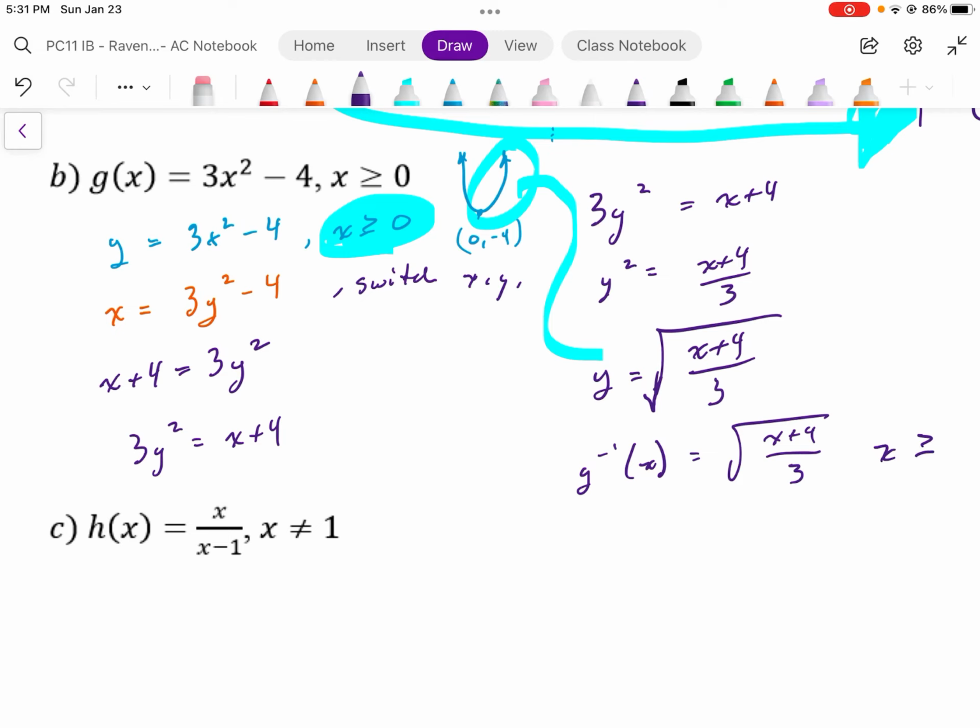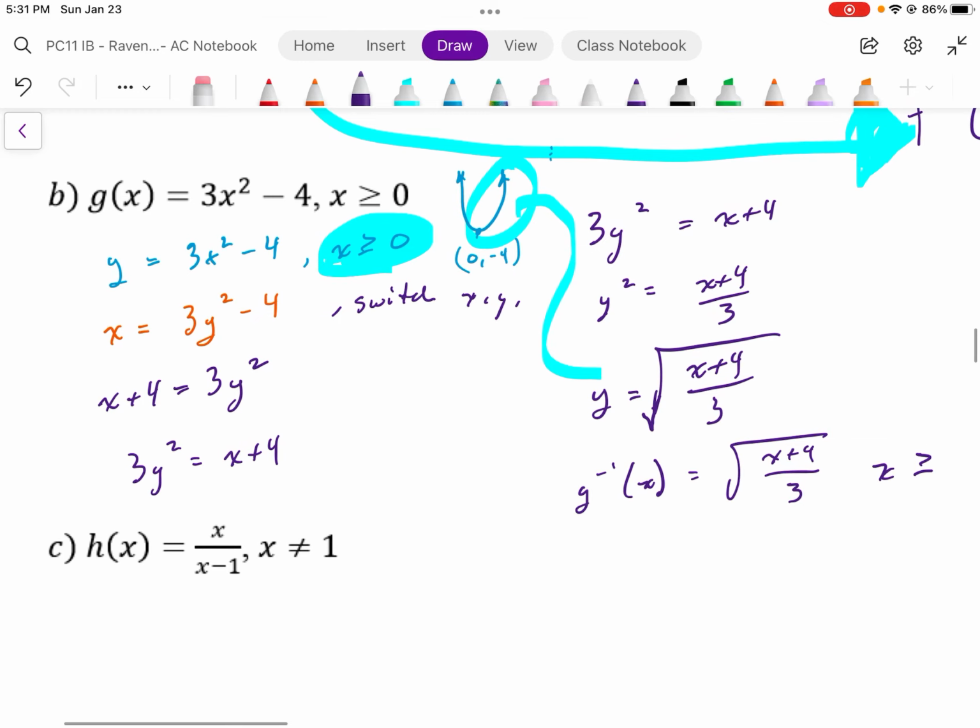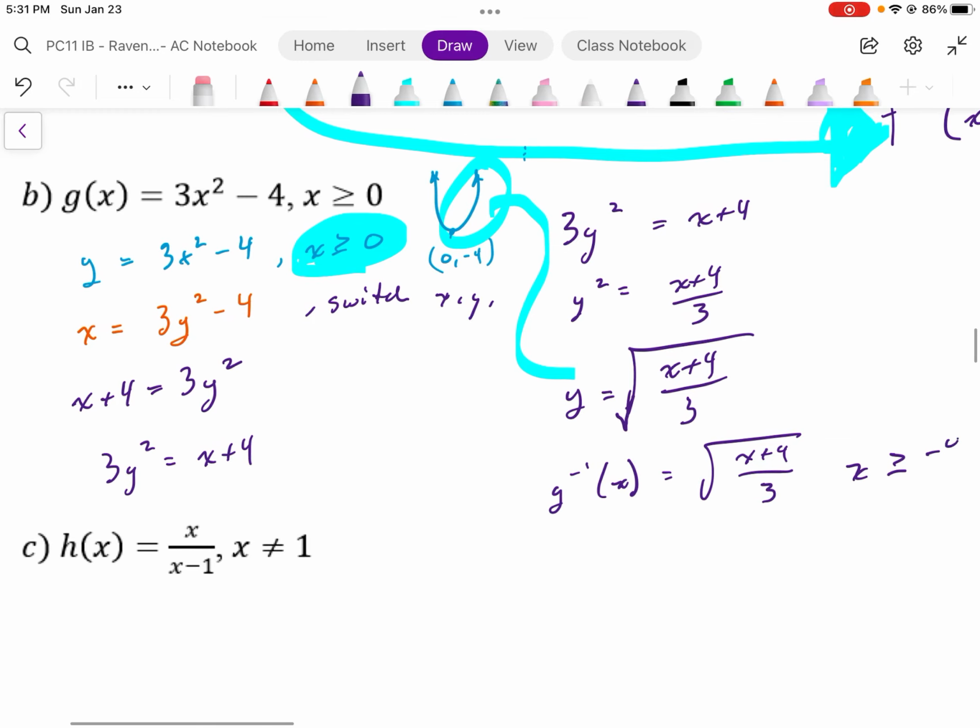Now here we can say x has to be greater than or equal to negative 4. Just as the domain restriction to make sure that my radicand is non-negative.